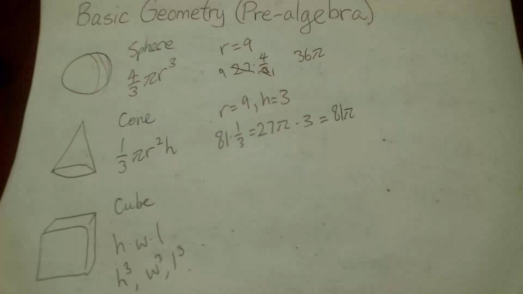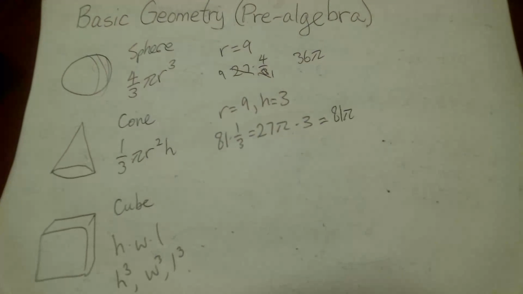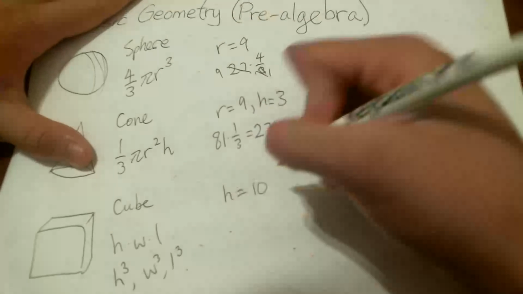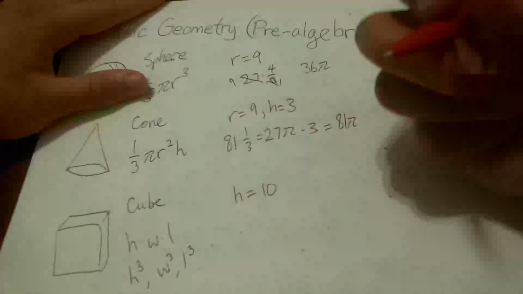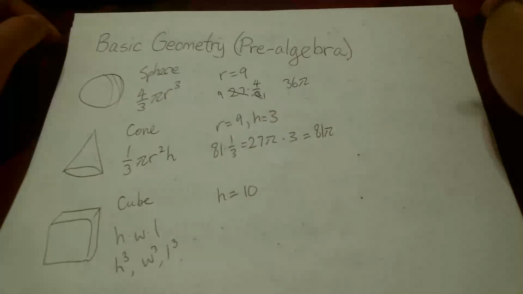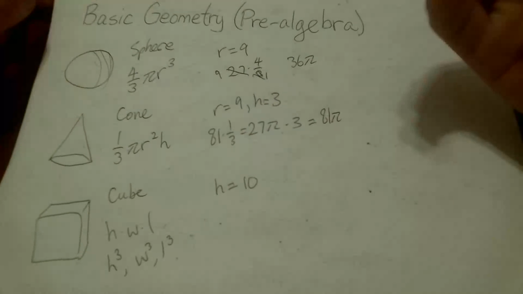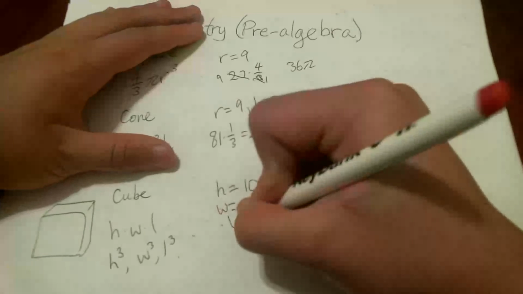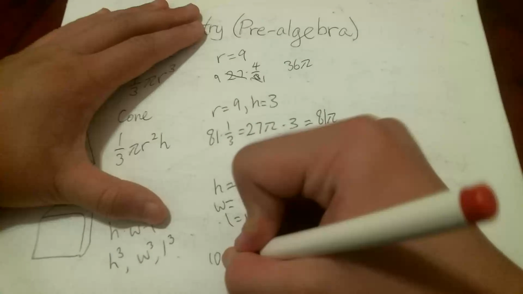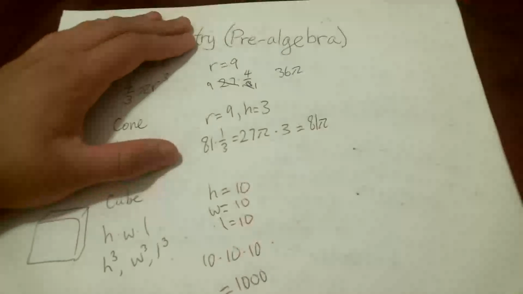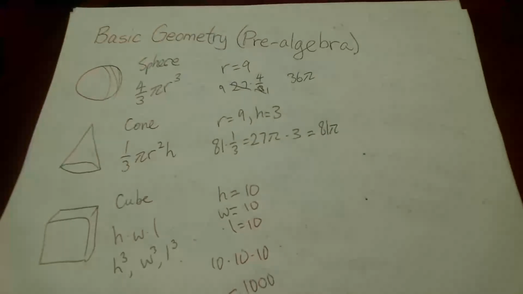Alright, so let's move on to the third one, which asks for the volume of a cube when the height equals 10. For this one, it does not give the width or the length, but since it is a cube, we know that the width and the length are both the same as the height, which is 10. So the formula here is height times width times length, or 10 times 10 times 10. That equals 1,000, which would also be the volume of the cube.